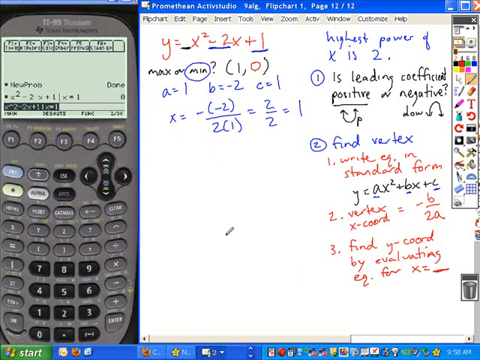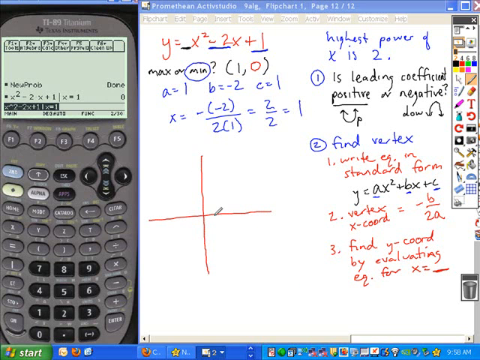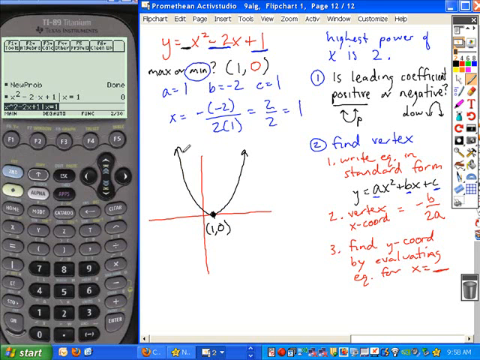Okay, so right now, the information that you know about this graph is 1, 0 is our vertex. Is the graph opening up or down? We already determined it's opening up. So when you label your vertex, label it opposite the direction that it opens. So if it opens up, we're going to label our vertex 1, 0 down here, because we know our graph is going to open up like this.